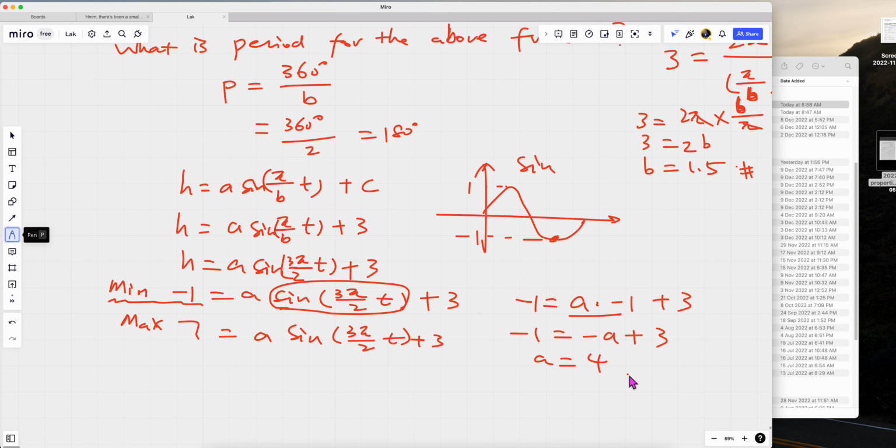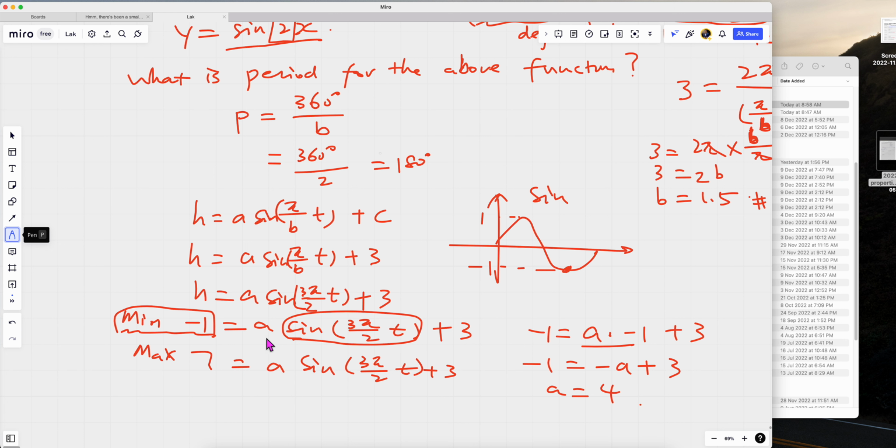Does it make sense? But negative 1, like, why should the minimum be negative? No, I'm looking at this. The minimum value for h is negative 1. So I want to find out that allows me to find the a. Because at minimum h of negative 1, I want to find out what is my a. And at minimum h equals negative 1, this sine has to be minimum, negative 1, as well, right? That's why I put the negative 1 into this.